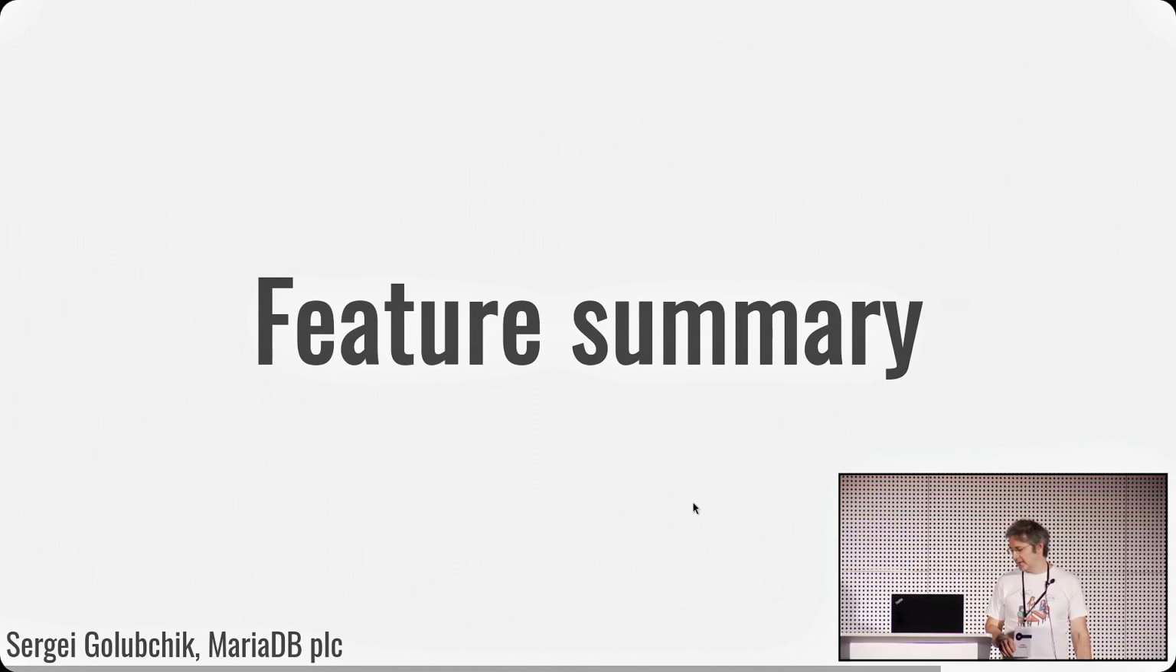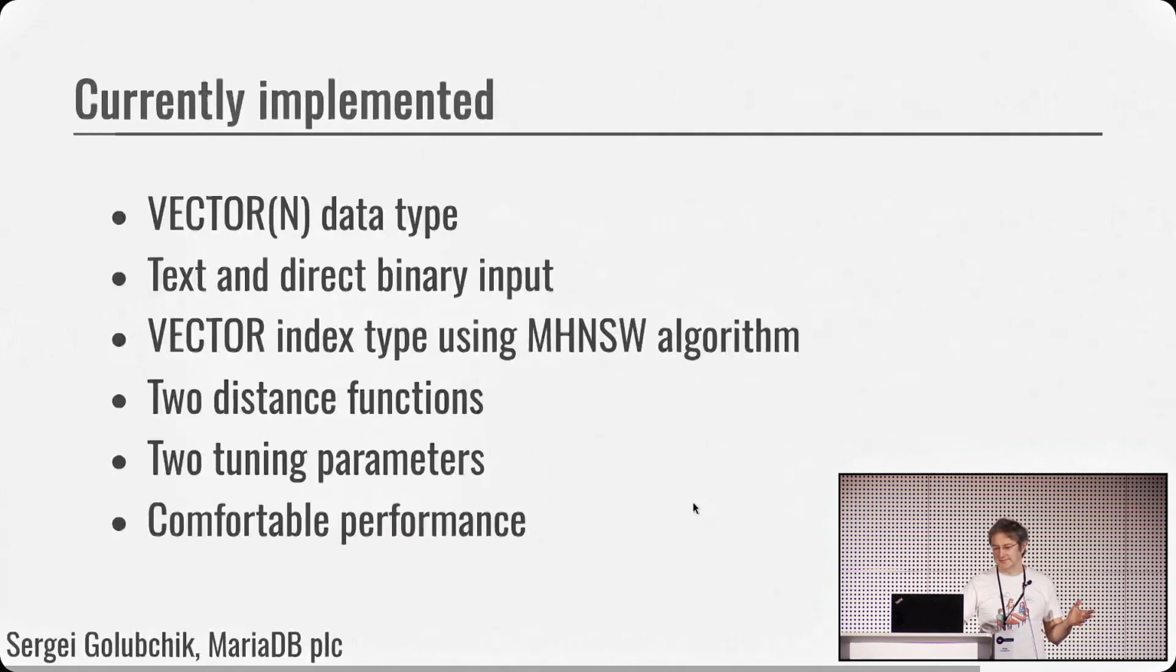and I think I'm getting very quickly to the end of my presentation, and there will be more time for questions. So as a summary, what features MariaDB vector has. MariaDB has implemented a vector data type. It already exists, it's in MariaDB. It supports both text and direct binary input for improved performance. There's a vector index type using the MHNSW algorithm. It supports 2 distance functions, Euclidean and cosine, so that you can tune the algorithm to your application requirements.